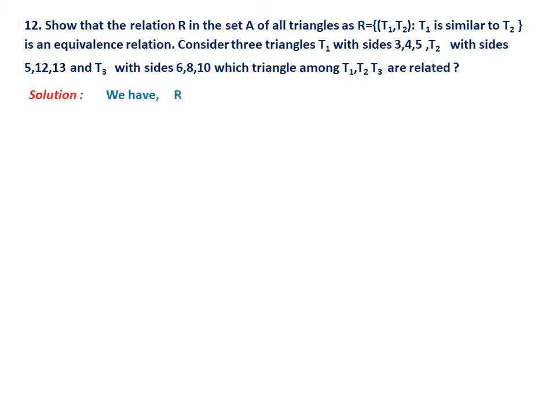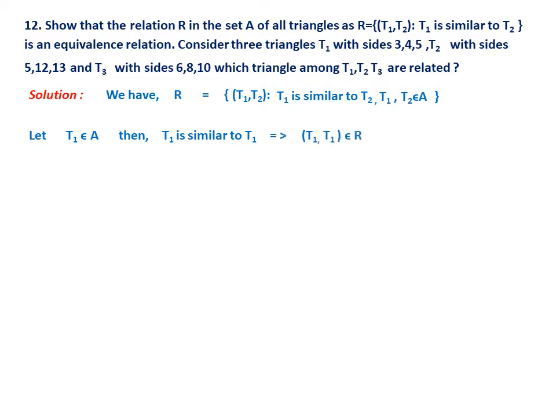Now we have R equal to {(T1, T2): T1 is similar to T2}, where T1, T2 belong to the set of triangles A. Now let us take, for example, T1 belonging to A. Definitely every triangle is similar to itself. So this implies (T1, T1) belongs to R. By definition, it is reflexive. It's a very simple case.